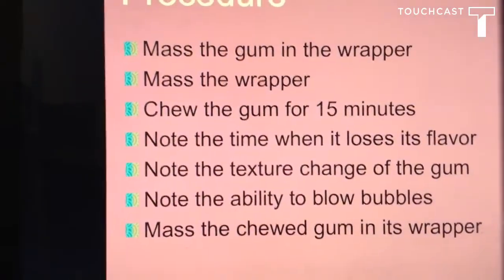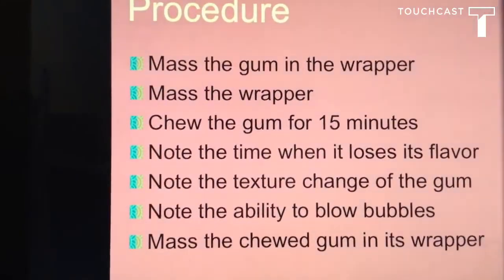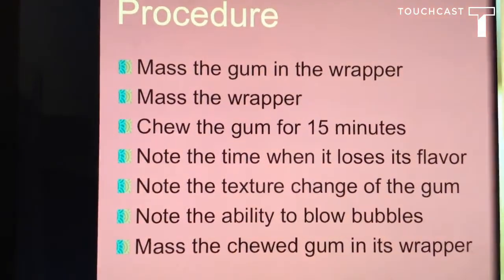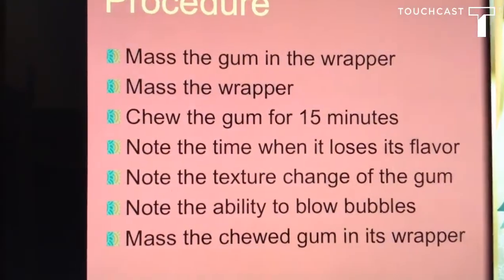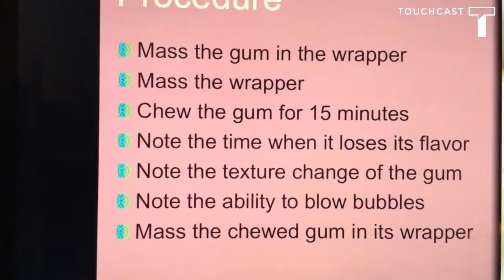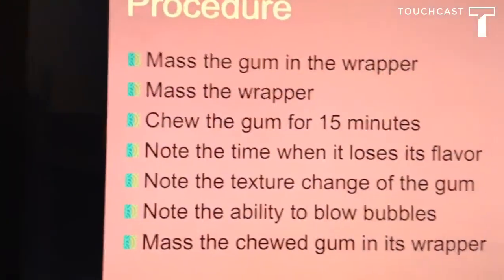If you're using Double Bubble, it'll go from kind of being a hard, grainy texture to all of a sudden being soft and smooth. All right, note that time. So you're going to need a watch. Note the ability to blow bubbles, as well as how good of a bubble you can blow. And then you're going to mass the chewed gum in its wrapper when you're all done.